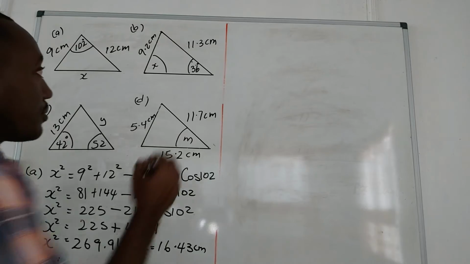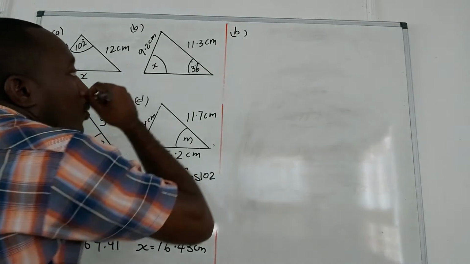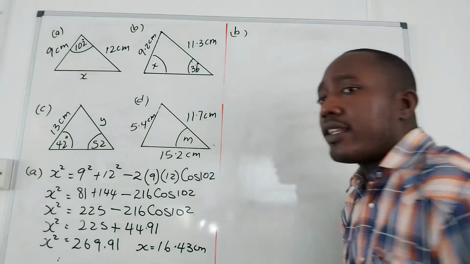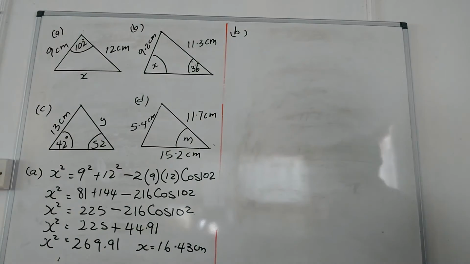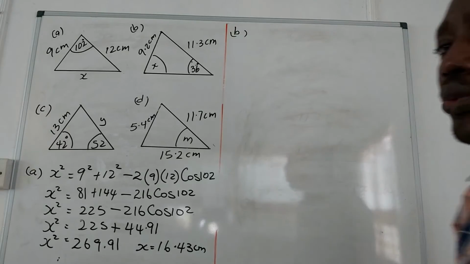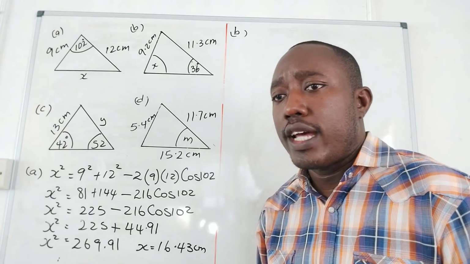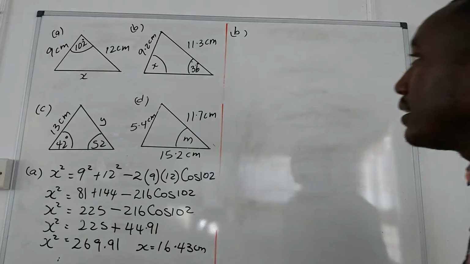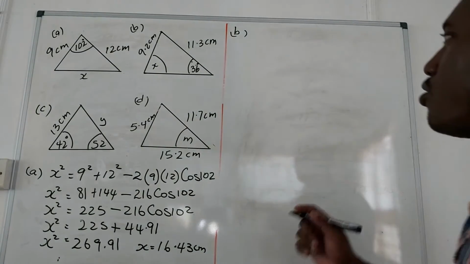Let's try B. B, we have side angle, and we need an angle. Side angle, and we need another angle. Which rule do we use for that? Yes, that's correct. We will have to use the sine rule. Sine rule for the angle.